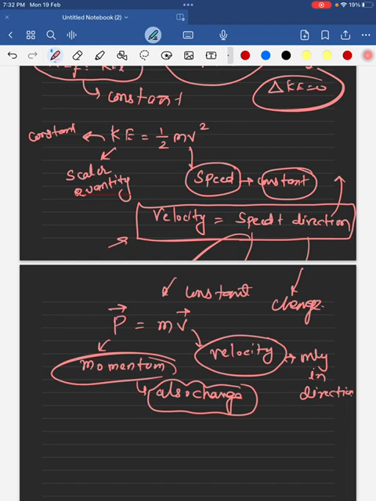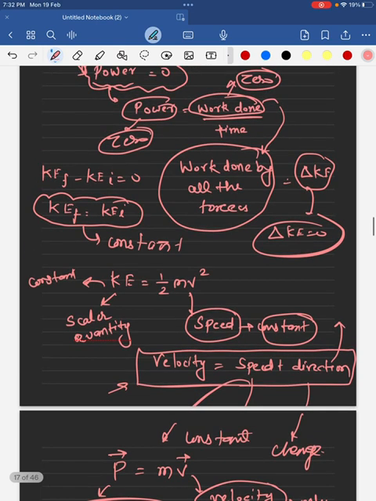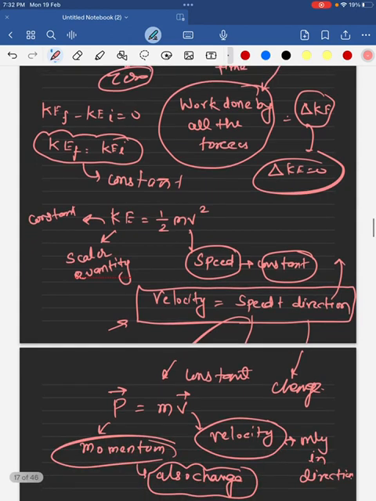So simply we revise that when a charged particle moves in a magnetic field, the net power is zero, net work done is zero, change in kinetic energy is zero, kinetic energy is constant, speed is constant, velocity changes but only in direction, momentum changes but only in direction.